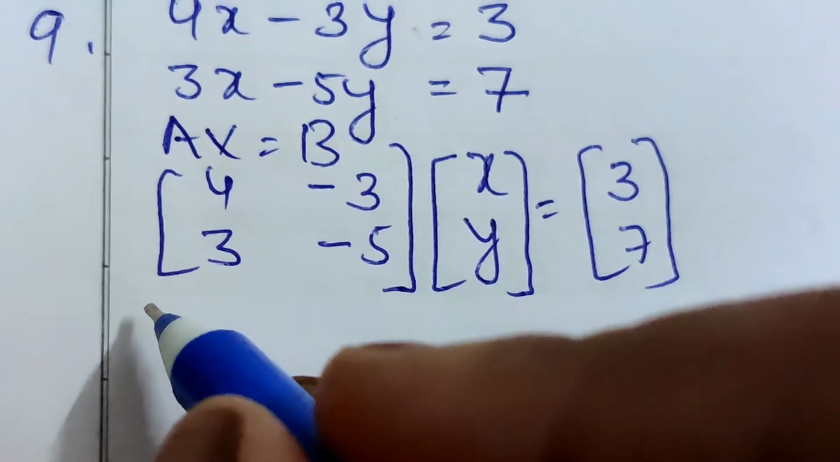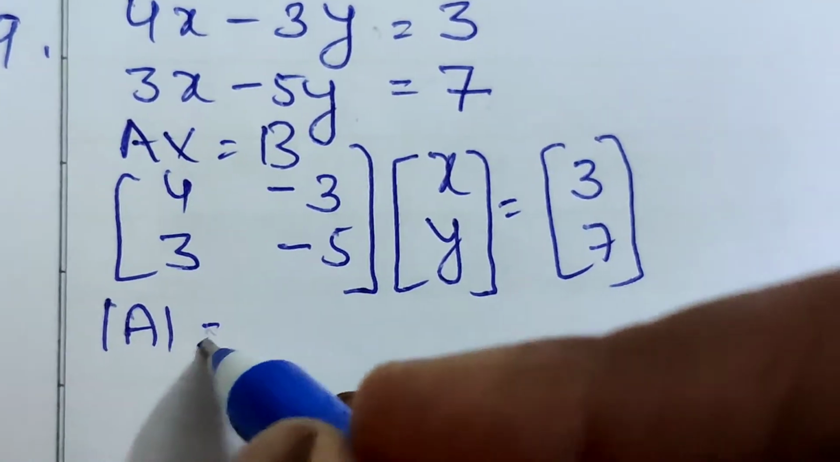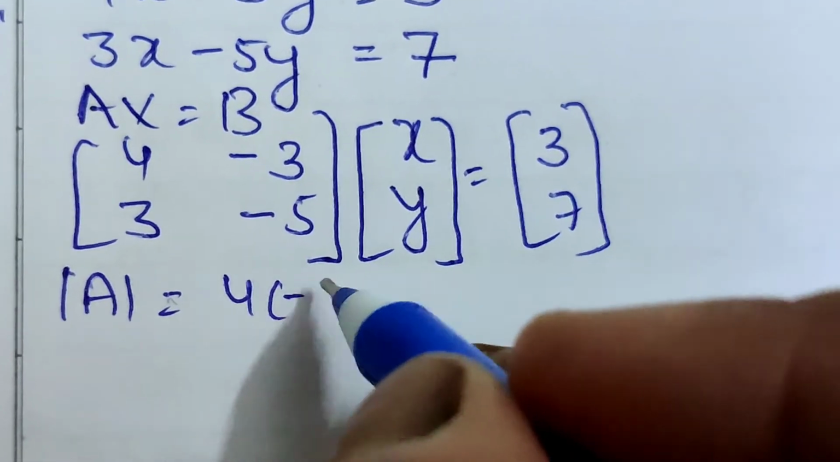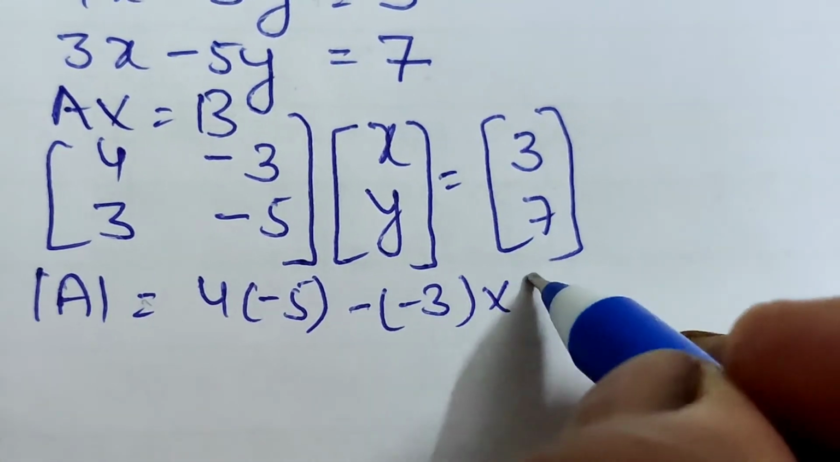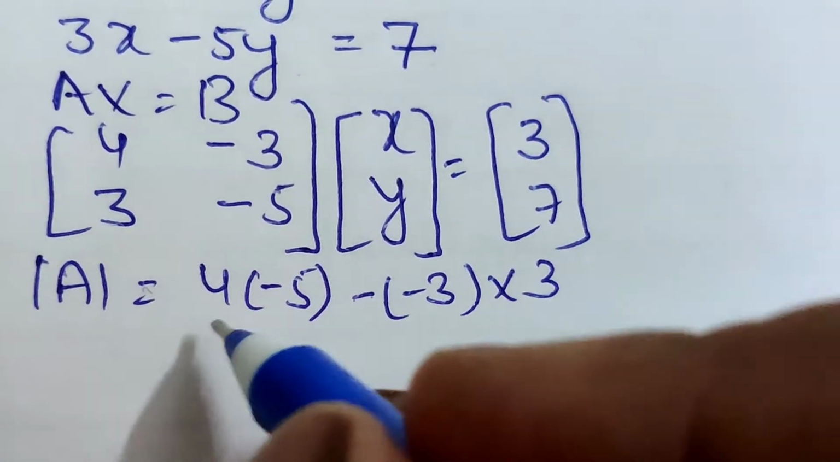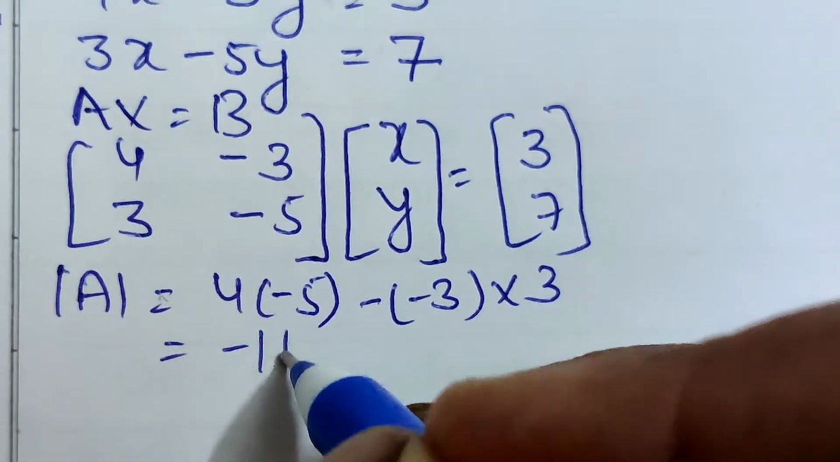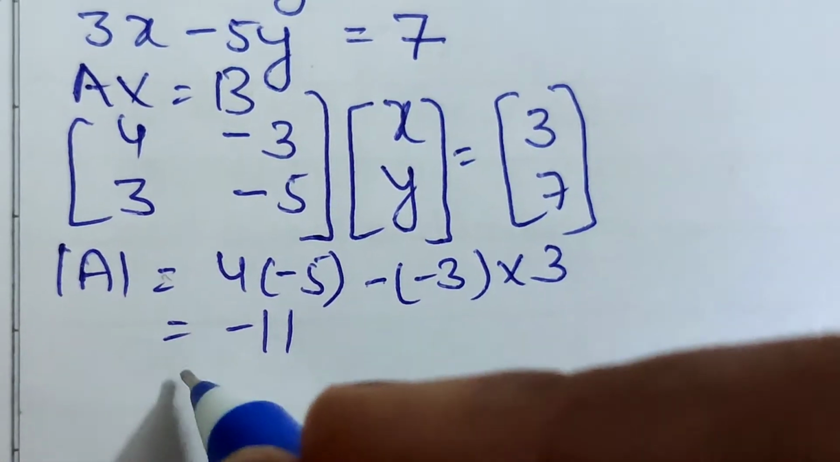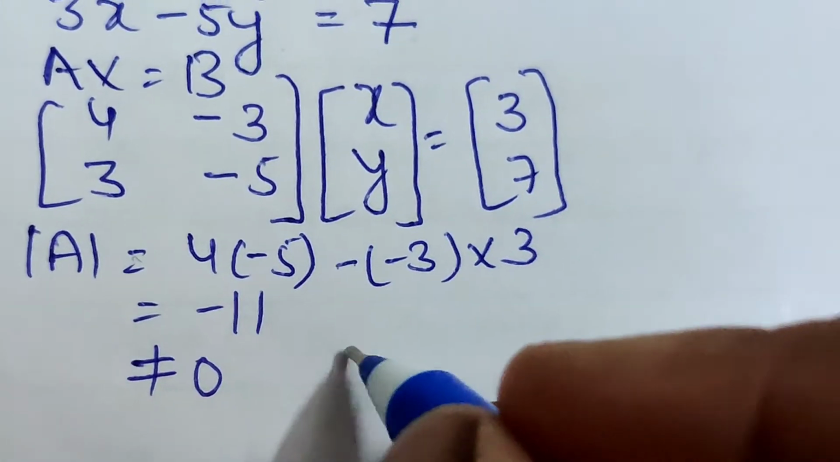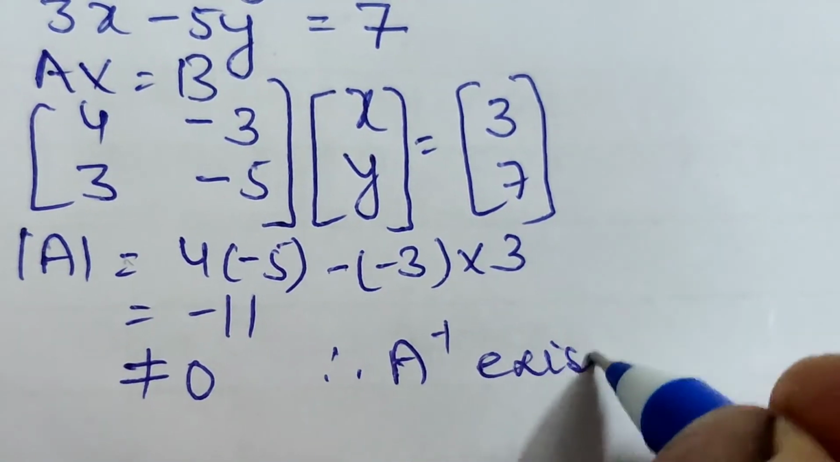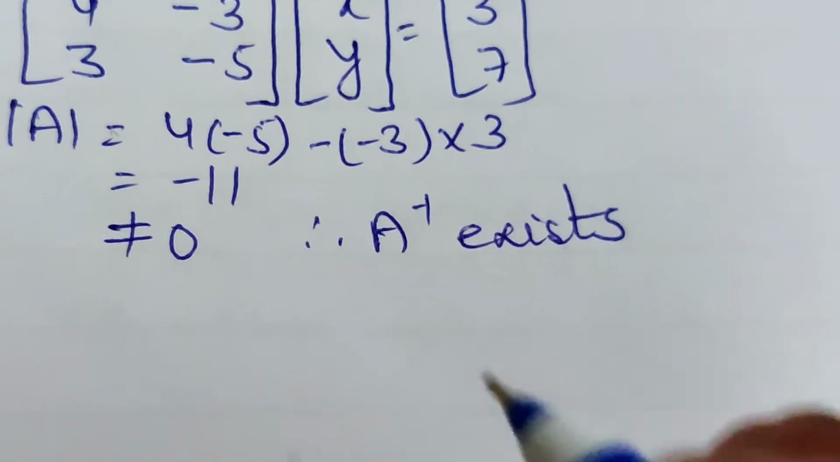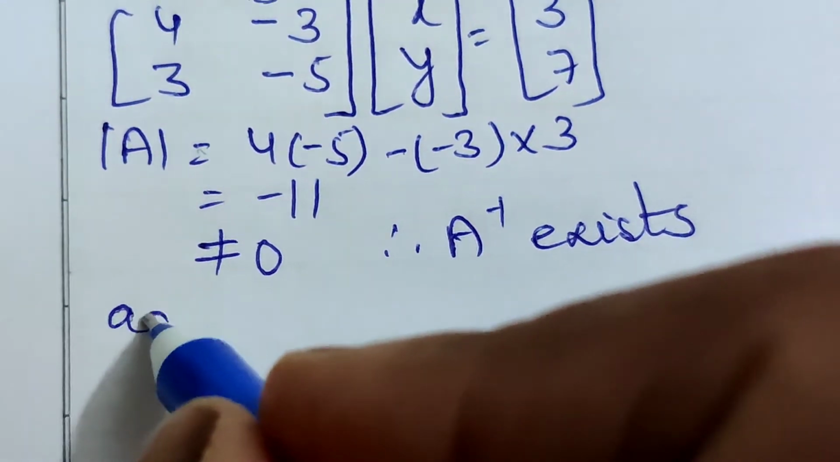Now first find determinant of A. 4 into minus 5 minus 3 into 3. Minus 20 minus 9 it is minus 29. Therefore, it is not equal to 0. Therefore, A inverse exists. Okay. It is consistent. Now find adjoint of A.